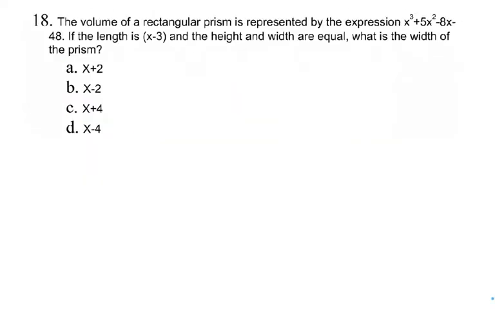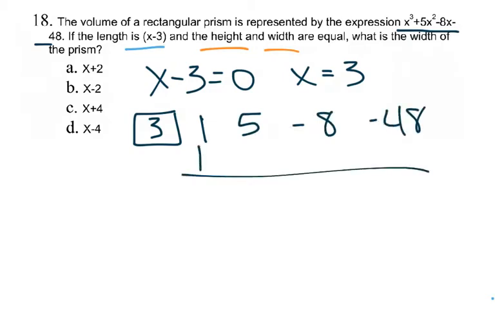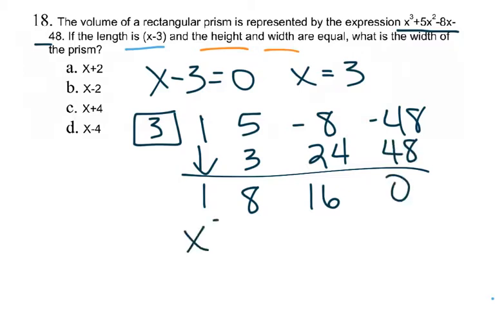Okay. The volume of a rectangular prism is represented by this. If the length is x minus 3, and the height and the width are equal, what is the width of the prism? So I can do the same thing I just did in the previous problem. Get x by itself, it's 3. Use that 3 to do synthetic division. 1, 5, negative 8, negative 48. Bring down the first number, multiply, add, and multiply and add. So I'm left with x squared plus 8x plus 16.